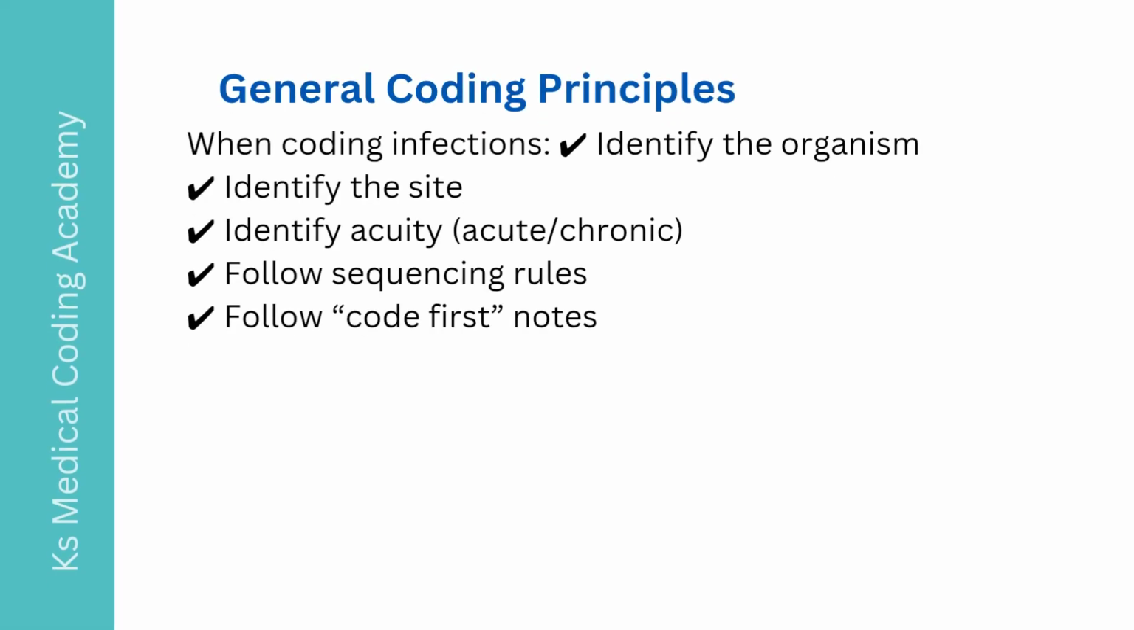General coding principles. When coding infectious diseases, always identify the organism, the site of infection, and whether the condition is acute or chronic. You must follow sequencing rules carefully and always follow any code first, or use additional code notes in the tabular list.